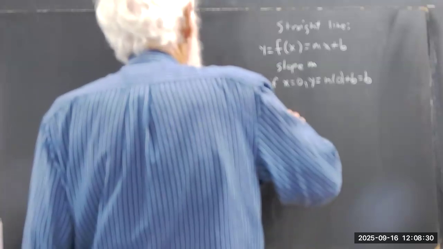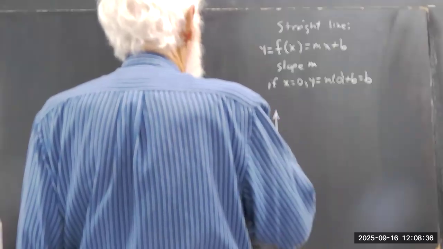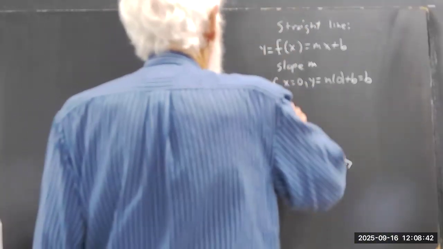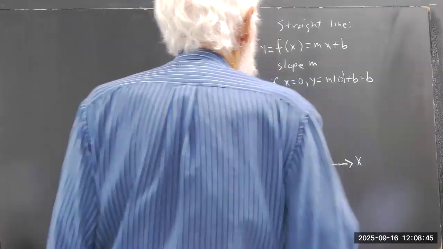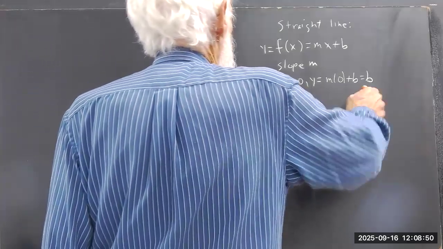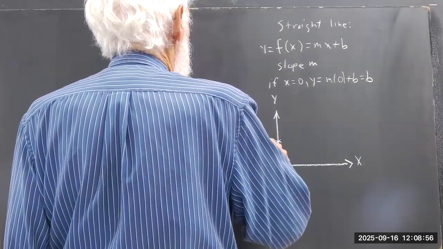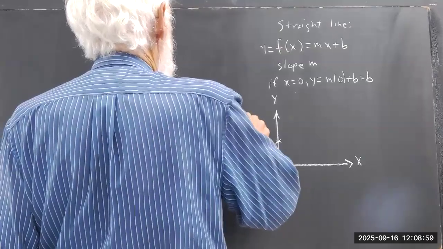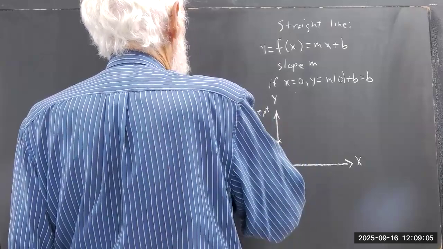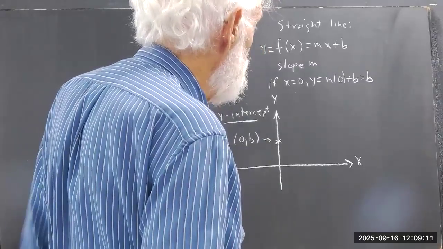So now we're going to kind of move away for the time being, but we'll come back to it when we do quadratic functions. Well, if x is 0, y equals b, so we have the point (0, b), which we call the y-intercept. And then we have a slope m.